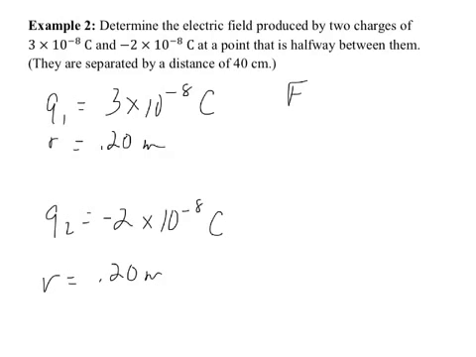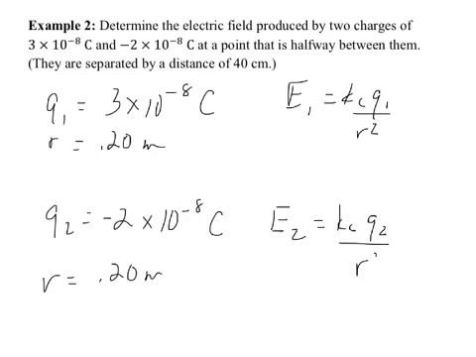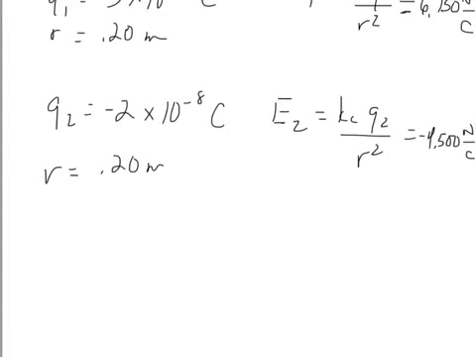So what we're going to do is calculate the electric field for the first one with Kc Q1 over R squared, and the electric field in the second case from the second charge of Kc Q2 over R squared. And again, knowing that Kc is 9 times 10 to the 9th newton meters squared per coulomb squared, what we end up getting for these is 6,750, and that's again in newtons per coulomb. And in this case, we get negative 4,500 newtons per coulomb. So we're looking at a point in space halfway in between these two points, so what we can do is use the principle of superposition.